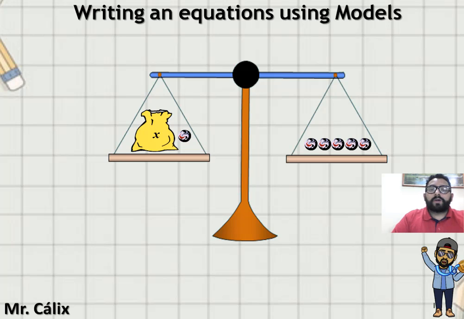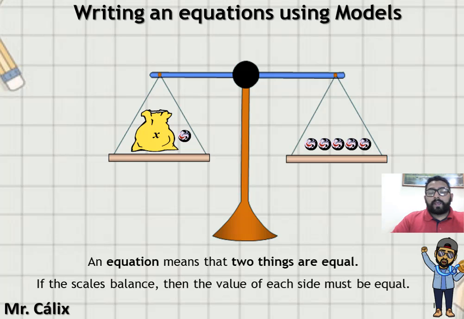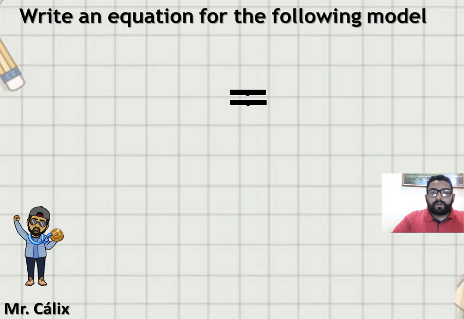Today I will explain how to write an equation using models or tiles. First, you need to remember that an equation means that two things are equal. If you have the same quantity on the left side, you need to have the same quantity on the right side. So an equation means that two things are equal, and we use a scale balance to represent these models.